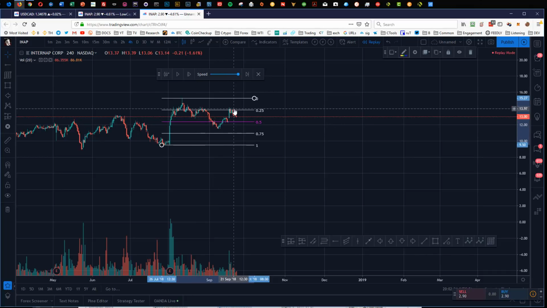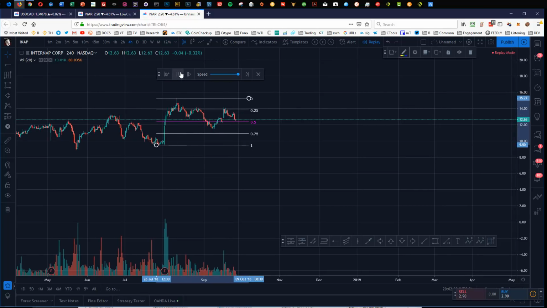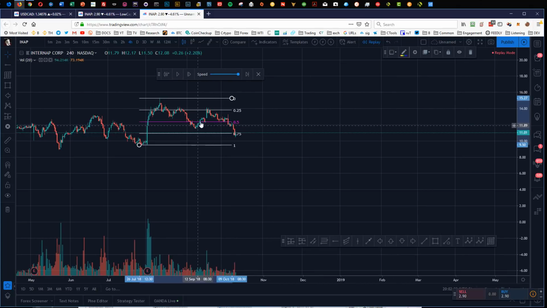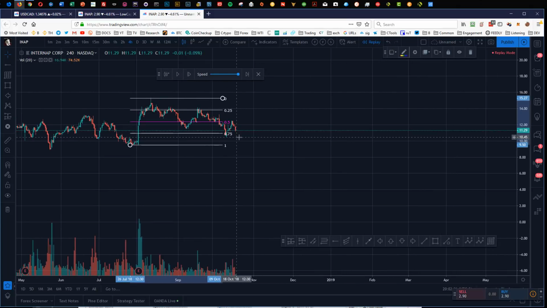You see here, though, it went back to the 25%. And then as we go forward here, it's going to break the 50. We already know that. But it's holding the 50. It's really trying to hold the 50. It's spending a lot of time. It's trying to hold the 75.